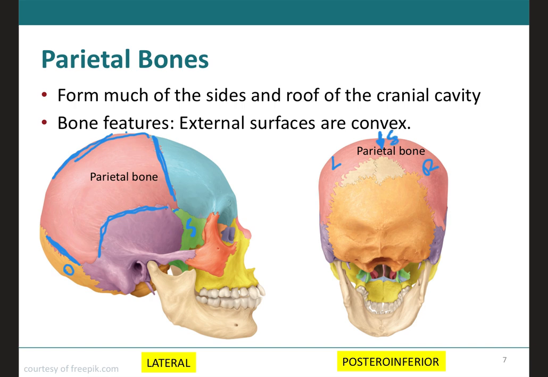Because these are very flat bones and they do have a few features, but they're not very pronounced, we really don't cover the bone features for the parietal bone.